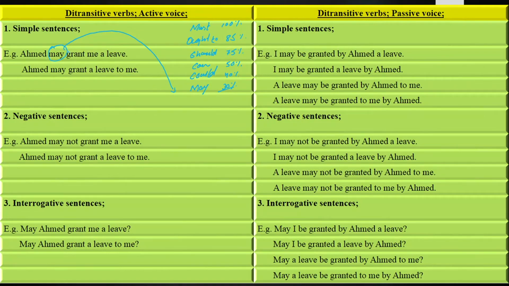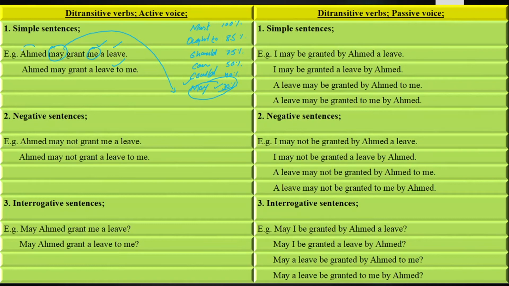First, see, Ahmad may grant me a leave means this action may happen 30% by Ahmad, that he will grant me a leave. So this is Ahmad may grant me a leave, that is 30% chances for having the grant for leave, but there is 70% no possibility. In the same way we bring the indirect object at the beginning, but when you want to bring the direct object at the beginning, it will be followed by a preposition. Like Ahmad may grant a leave to me. But the main target is how we are going to change it from active voice into passive voice, that we will discuss.